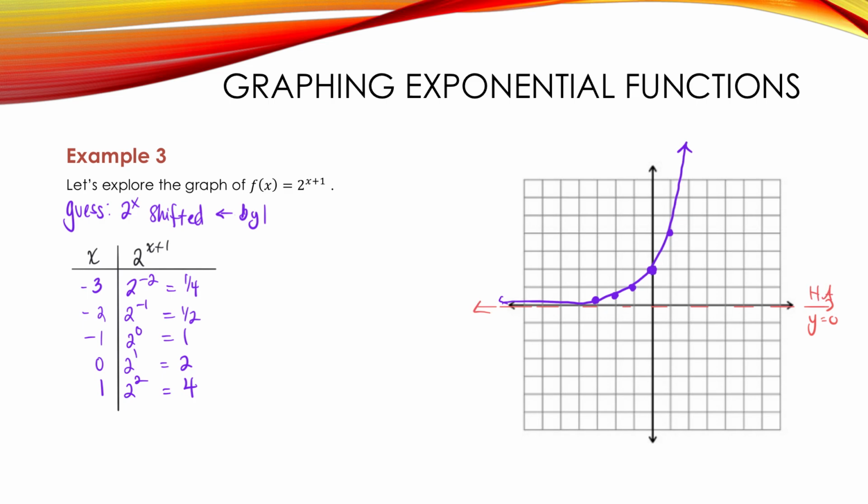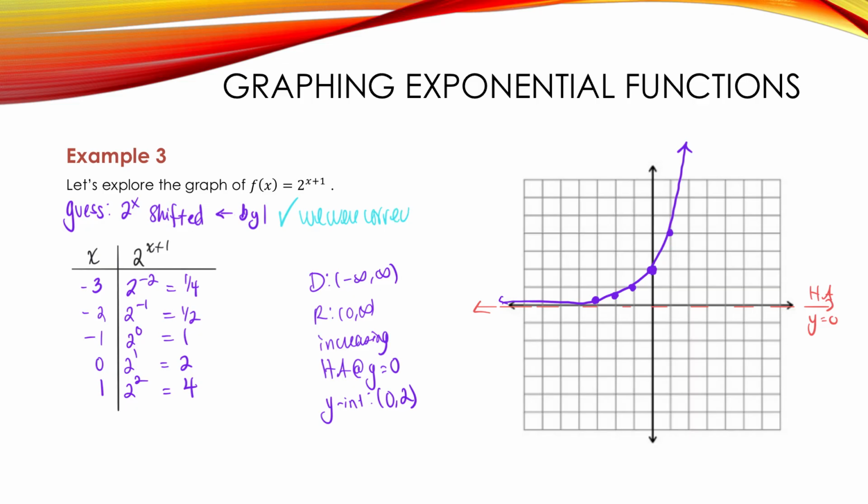And what do we notice? Our domain is still negative infinity to infinity. Our range is still 0 to infinity. It is still increasing. And we still have a horizontal asymptote at y equals 0. What has changed is our y-intercept now is 0, 2. And did we actually just take 2 to the x and shift it left by 1? We absolutely did. So I would be happy with saying we were correct. And that's because the shift was with the x.